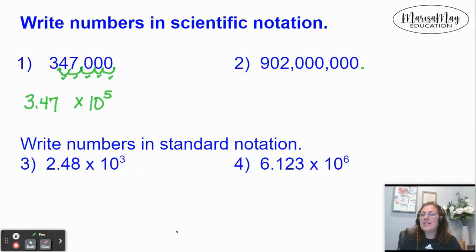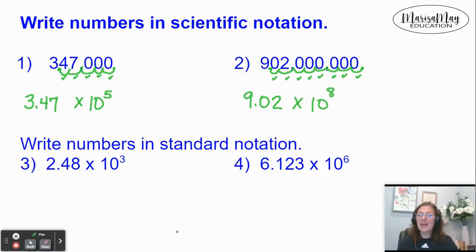On number 2, I need to move this decimal from the back till I get a number that is between 1 and 10. I'm just moving it until I get right there because 9.02 is a number that is between 1 and 10. Now count your scoops to see what your exponent is. 1, 2, 3, 4, 5, 6, 7, 8. There we go.